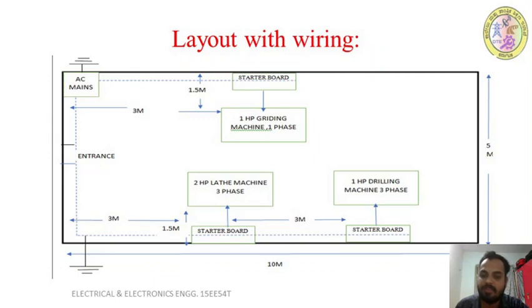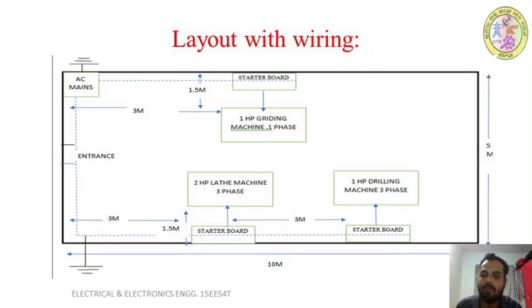And another machine, that is the 1 HP drilling machine of 3 phase, is placed 3 meter from the lathe machine, so that sufficient space is provided for the operation of each machine. Next, this is the starter board of the drilling machine, and the distance from the starter board of the drilling machine to the drilling machine is again 1.5 meter, and we have provided 2 earthing sets. This is one earthing point and this is one more earthing point. Okay, so this is how to write the layout.